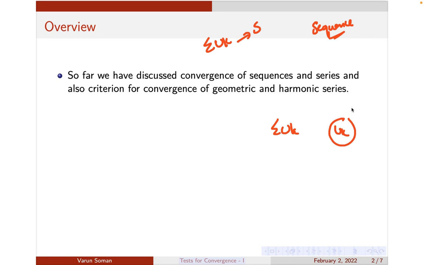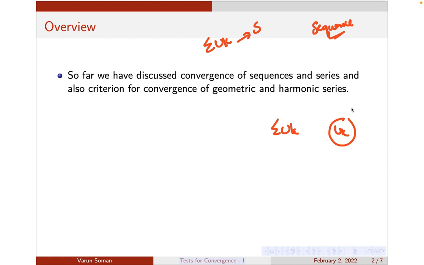Otherwise, what will happen? Your sum will go on increasing or decreasing, whatever it may be. It will not be fixed; it will keep changing. So as k goes to infinity, this uk cannot be big. It should have negligible effect on the series. That is one idea which we can derive from common sense.